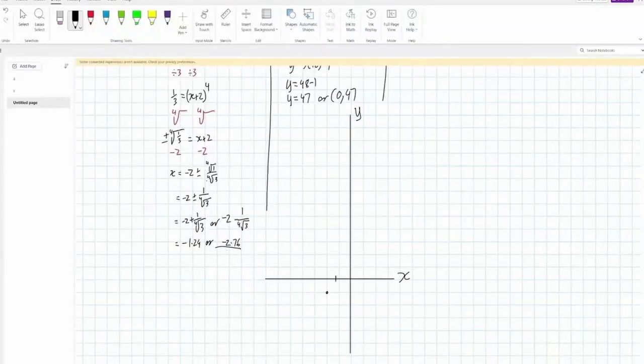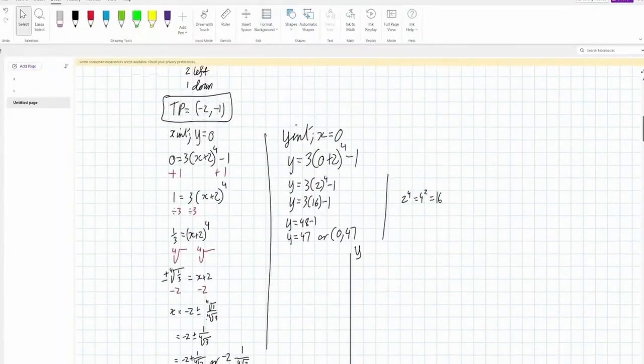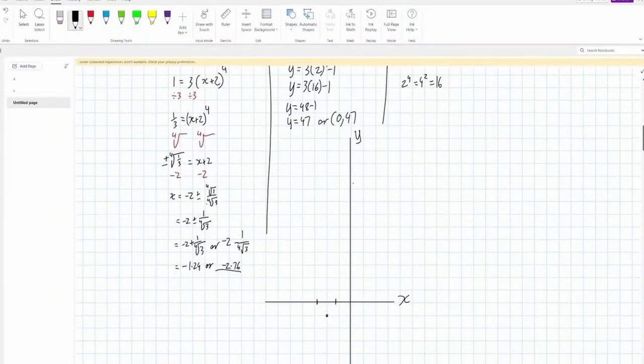-2.76, which is going to be slightly below 3. And so our graph, our quartic graph should, oh, and also we've got something here. It's y equals 0.47, or 0, 0.47. This one's obviously not to scale, but you get the idea.